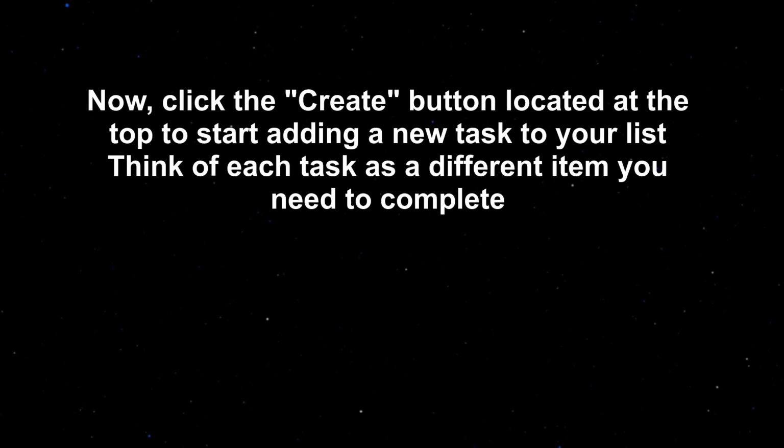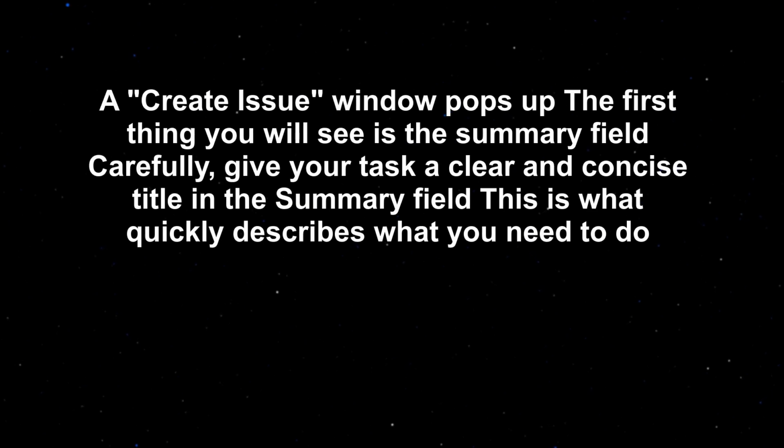Now, click the Create button located at the top to start adding a new task to your list. Think of each task as a different item you need to complete. A Create Issue window pops up. The first thing you will see is the summary field. Carefully give your task a clear and concise title in the summary field. This is what quickly describes what you need to do.